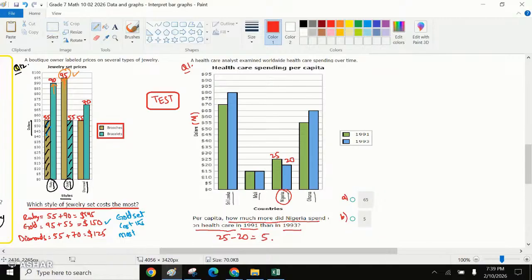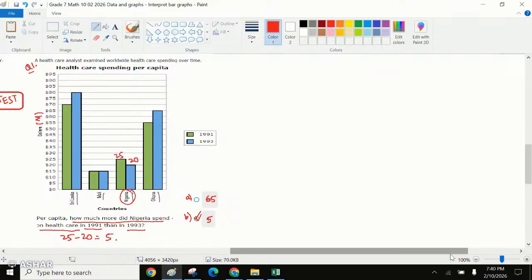If they would have asked us, if this would have been 55, they could have 45, they could have asked about the total. But here we know that Nigeria spent 5 additional compared to 1993. They spent 5 extra $1 million in 1991 compared to 1993. Okay, let's have a look at another question.